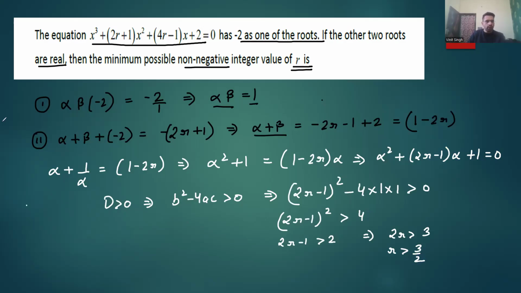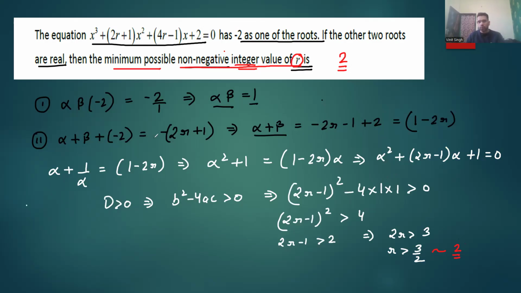Now what to find out? The minimum possible non-integer value of r. Non-integer means positive minimum value. So r is greater than 3 by 2. So 3 by 2 is not an integer value. So the minimum value in integer form that is greater than 3 by 2 is equal to 2. 2 is the minimum integer value of r. So the answer will be 2.